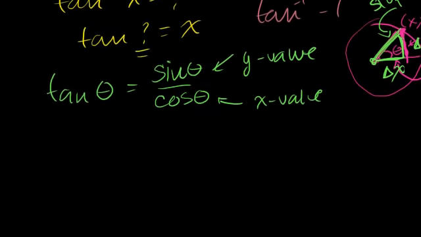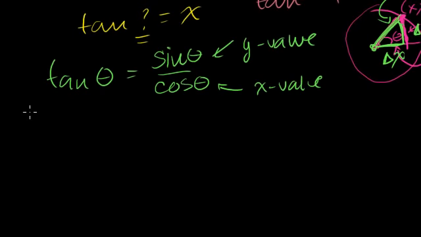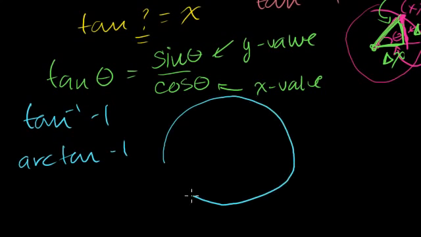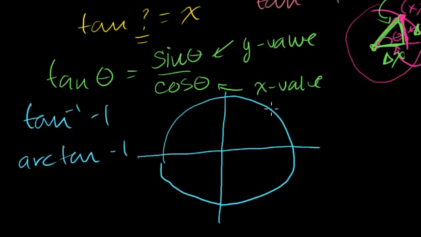If I'm asking you, what is the inverse tangent of -1, or the arc tangent of -1, I'm saying, what angle gives me a slope of -1 on the unit circle? So let's draw the unit circle like that, and then I have my axes like that. And I want a slope of -1. A slope of -1 looks like that. If it was like that, it would be a slope of +1.